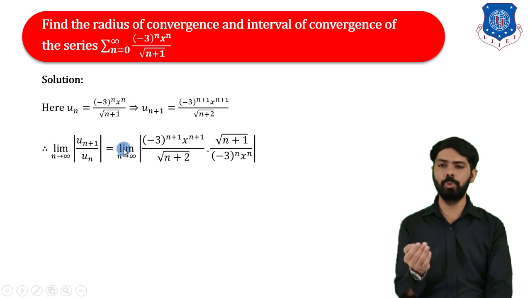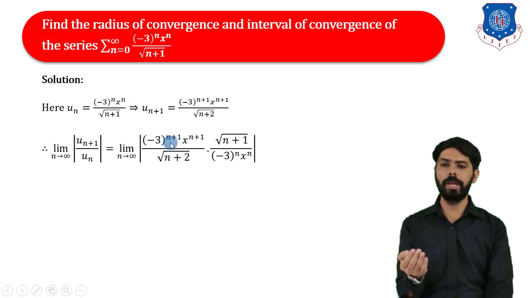So that is equal to limit n tends to infinity modulus of (-3)^(n+1) x^(n+1) divided by root(n+2), into root(n+1) divided by (-3)^n x^n. Now here (-3)^(n+1) can be written as (-3)^n into (-3)^1, so (-3)^n and (-3)^n cancel out. Same way x^(n+1) can be written as x^n into x^1, so x^n and x^n cancel out.